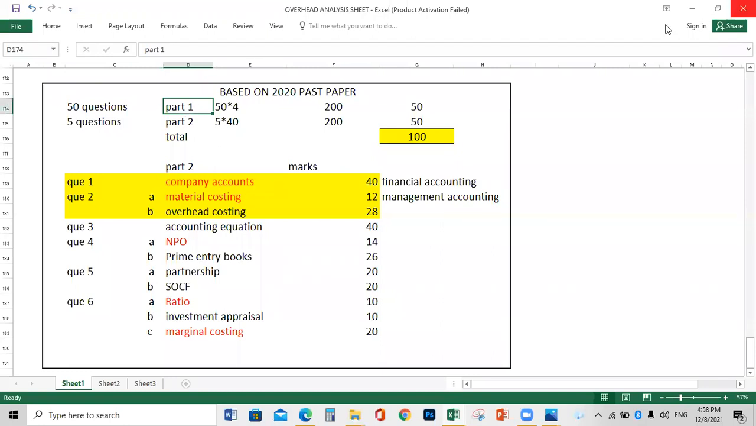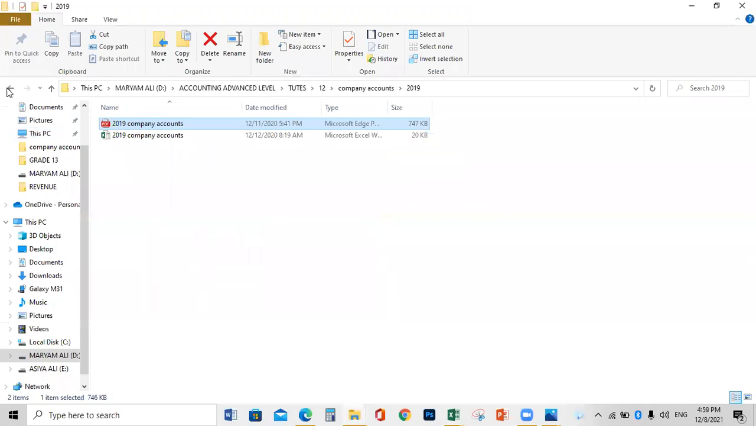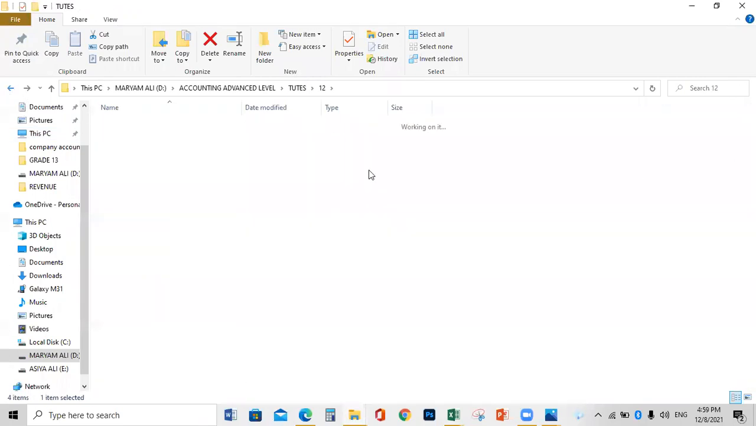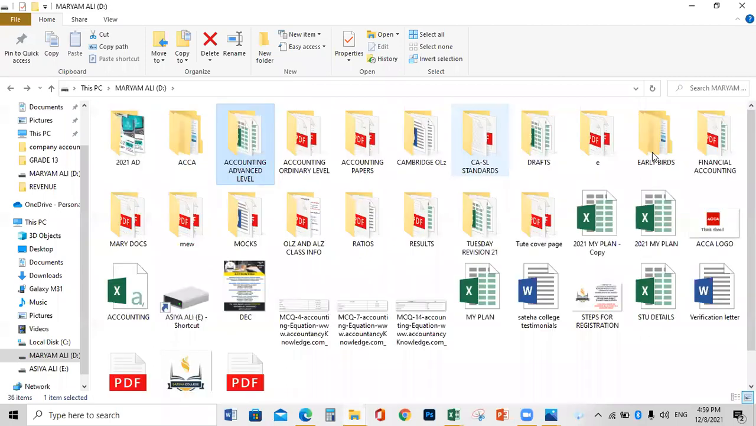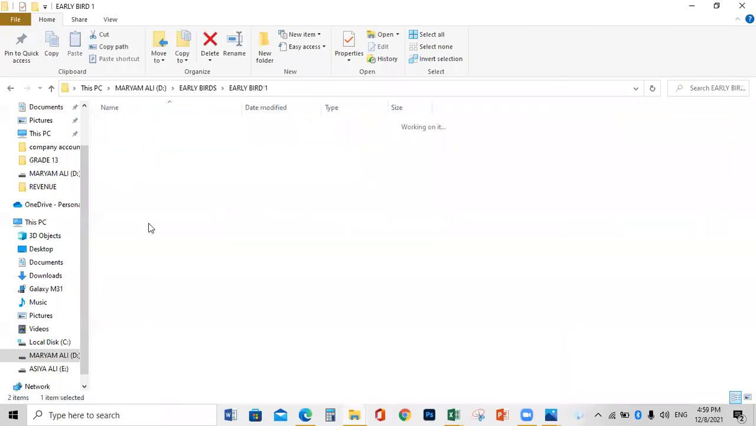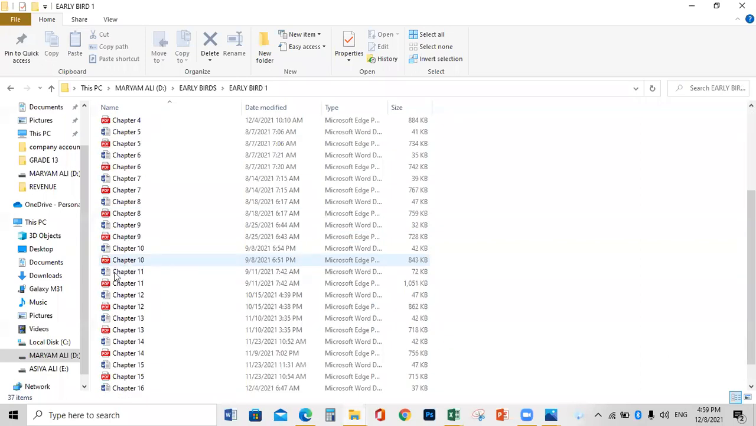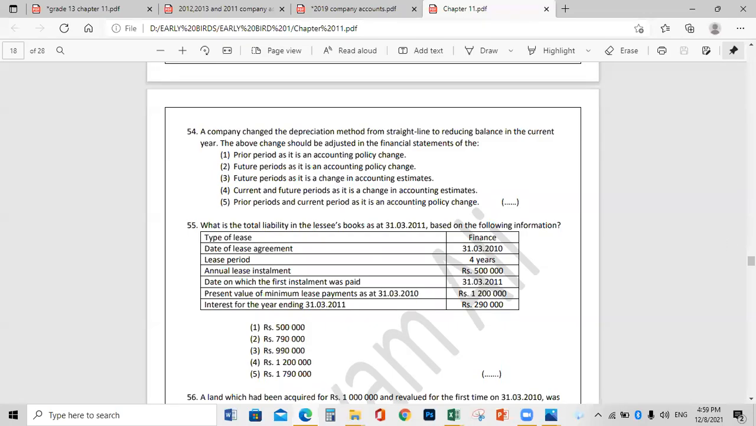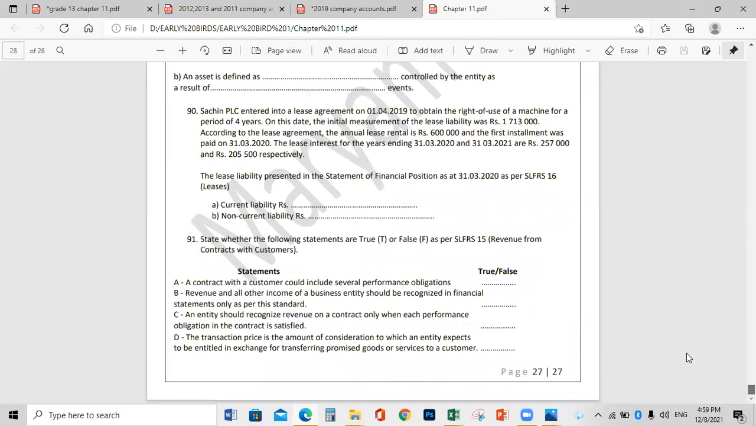And if you take part 1, I can tell you exactly, on average, how many questions they will ask you. If you give me 1 minute, I'll tell you how many questions might be there in part 1 when it comes to only this chapter. So that is 9 to 10 questions. Only chapter 11 I'm talking about. How am I calculating?